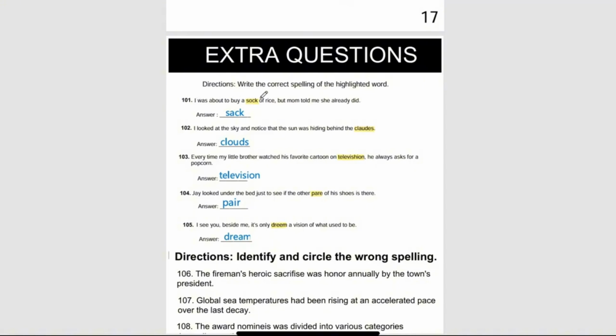For extra questions, question number 101. I was about to buy a sack of rice, but Mom told me she already did. Highlighted word is sock. Correct spelling is S-A-C-K.